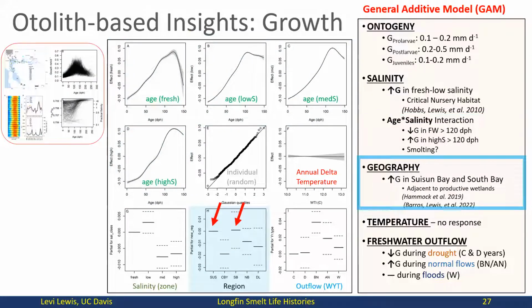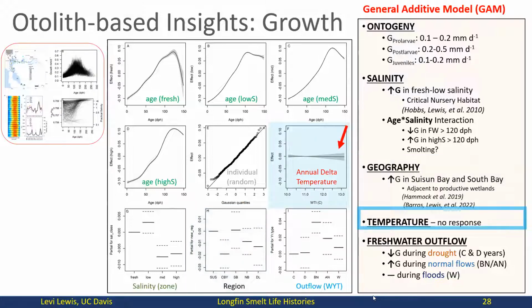We also looked at patterns in geography, and we found that Sassoon Bay and South Bay generally had higher growth than other regions of the SFE. And this actually would make sense if wetland habitats are producing more food, as has been shown by Bruce Hammock in the upper estuary and Arthur Barras in the southern part of the estuary.